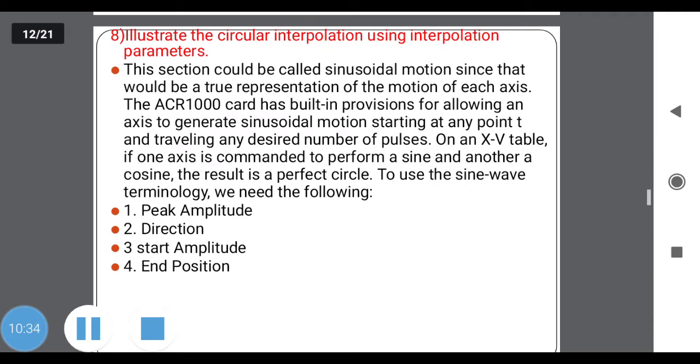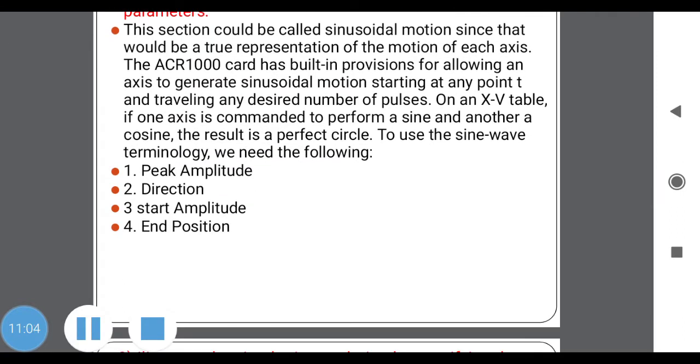Next, illustrate the circular interpolation using the interpolation parameters. See how to implement the circular interpolation, called a sinusoidal motion, in the interpolation parameters. In this, the ARC 1000 card has built-in provisions for allowing an axis to generate the sinusoidal motion at the starting point and traveling a desired number of pulses. This mainly consists of the following. First one is the peak amplitude, that is the amplitude of maximum value. Direction, what is the direction of your work or tool movement. Start amplitude, where the amplitude starts, what is the value of that start amplitude. Last one is the end position.